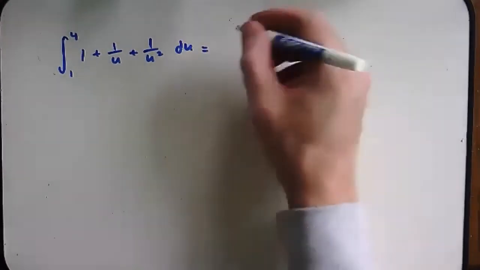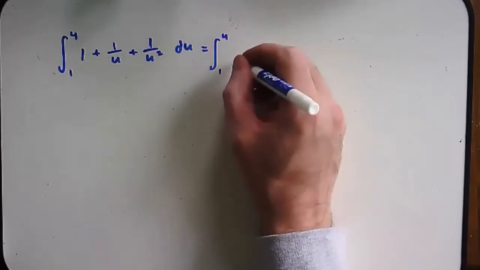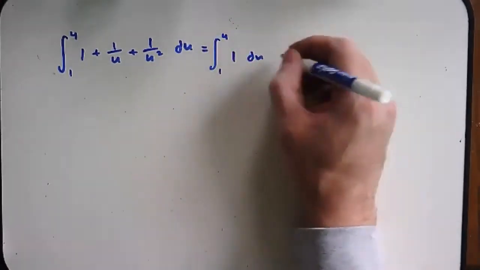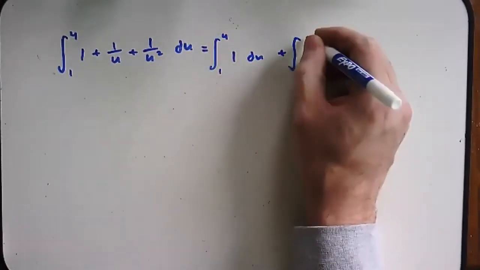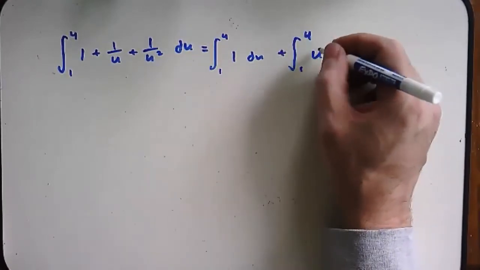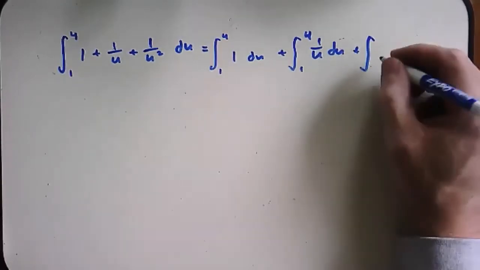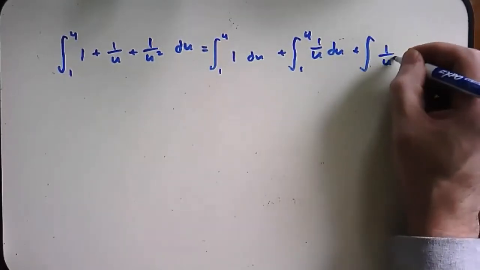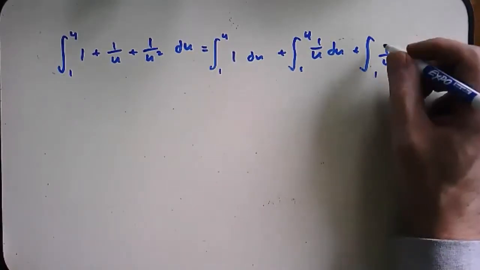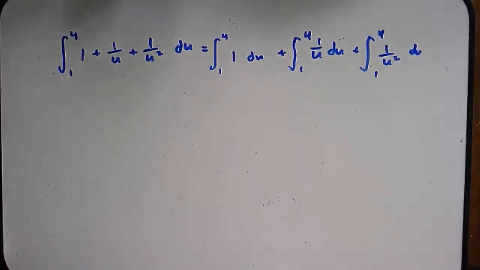So the idea would be then that we can do this as 3 different things: definite integral from 1 to 4 of just 1 du, and definite integral from 1 to 4 of 1 over u du, and definite integral of 1 over u squared from 1 to 4. And if we can take these antiderivatives, then we can use the Fundamental Theorem of Calculus.